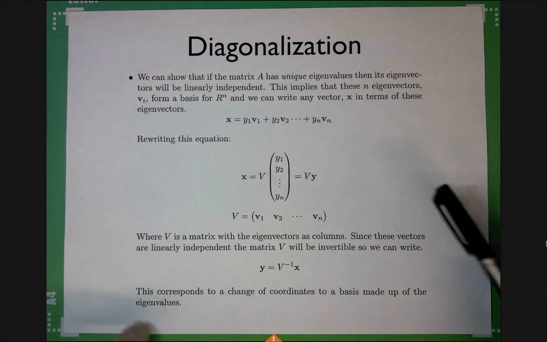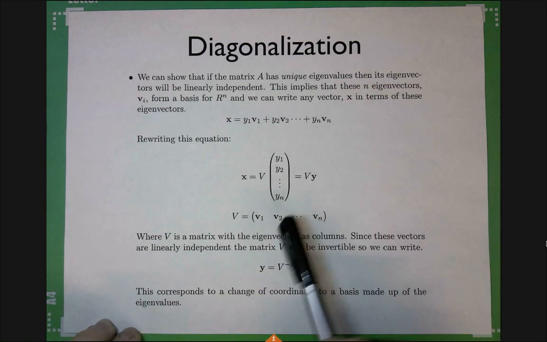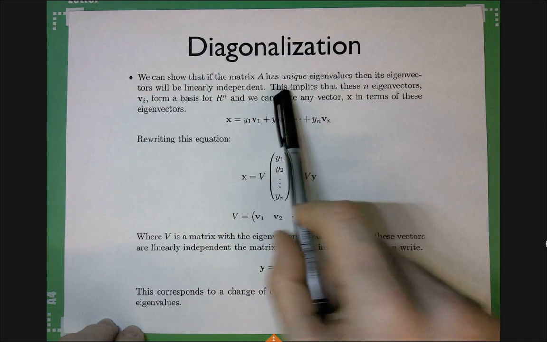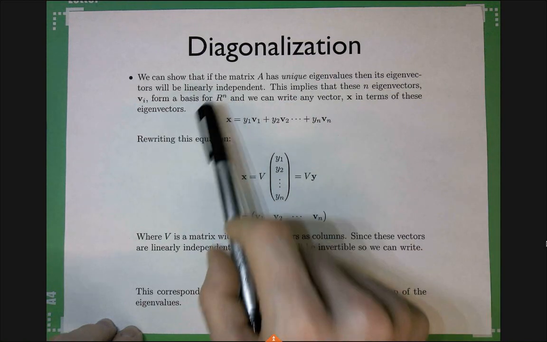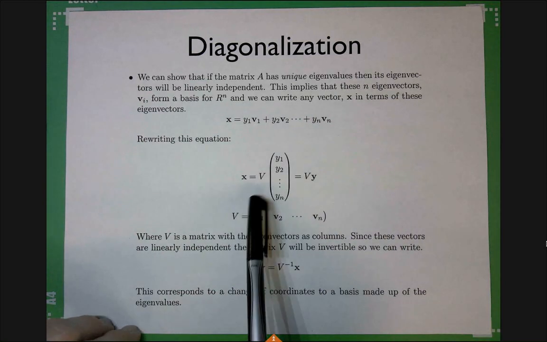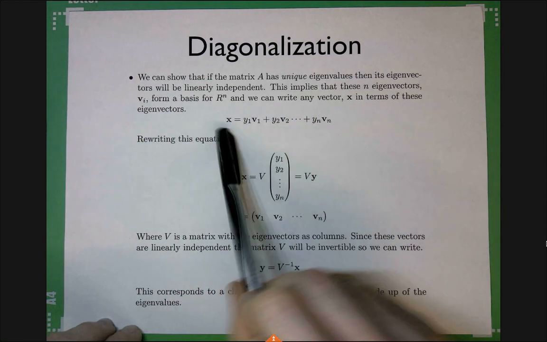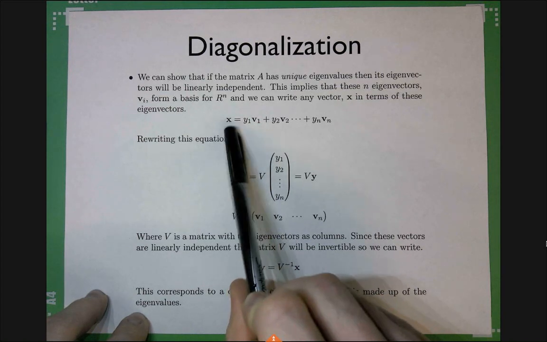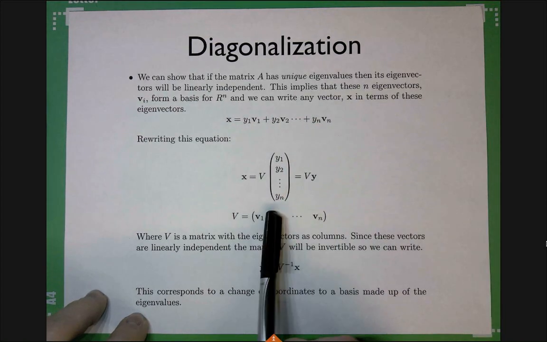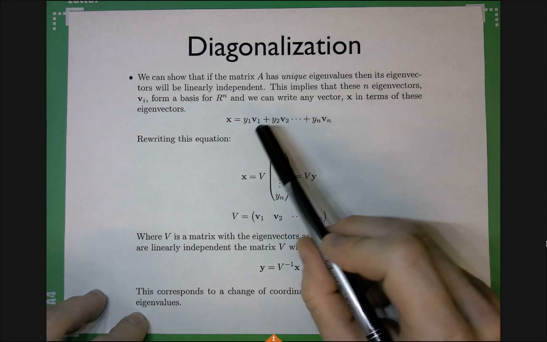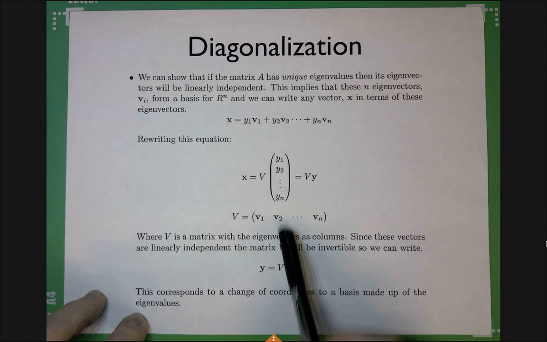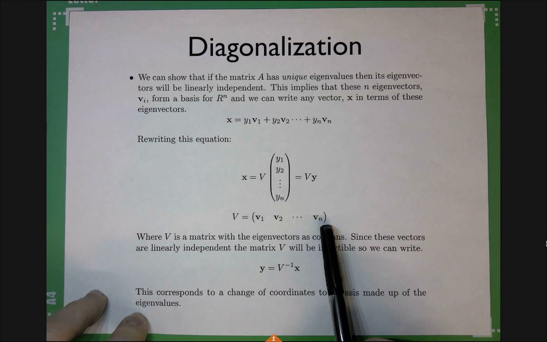So let's take a look at how exactly it looks. This is just repeated from before. Let's assume that A has unique eigenvalues and a full set of linearly independent eigenvectors. So they form a basis, and we can write this formula. This is just the expression of x in coordinates with respect to the eigenvector basis. And I can write this in matrix form. If I put all the eigenvectors which form the basis into a matrix called V, stacking them as column vectors like this, then I can write this formula.